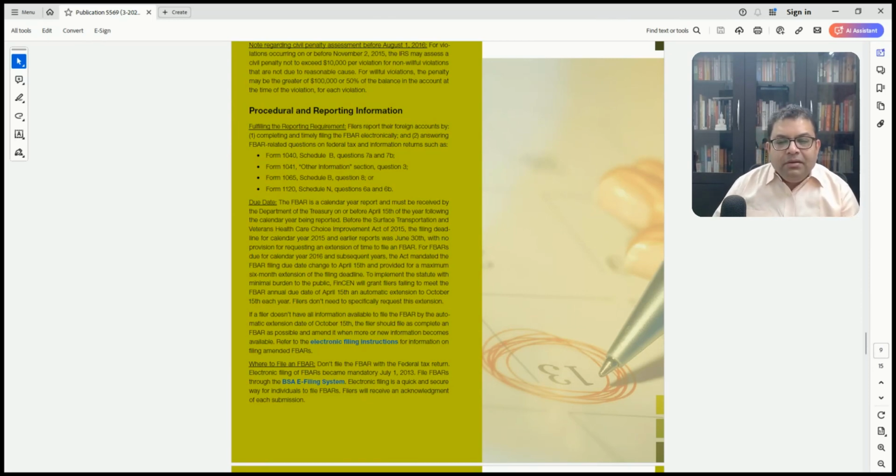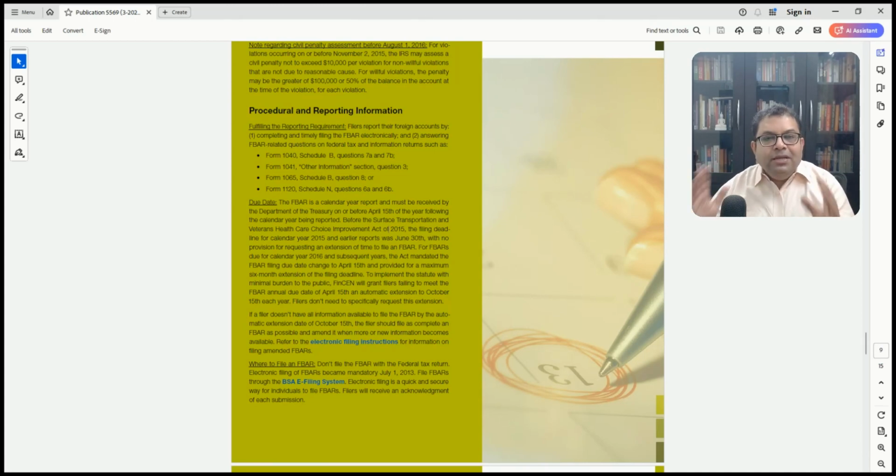Now if you see this guideline, it says that if the filer does not have all the information available to file the FBAR by the automatic extension date of October 15, the filer should file as complete an FBAR as possible and amend. In the electronic utility, there is a possibility to amend the FBAR. So you have that option, and you can go ahead and amend, but first make sure that you file it by October 15.